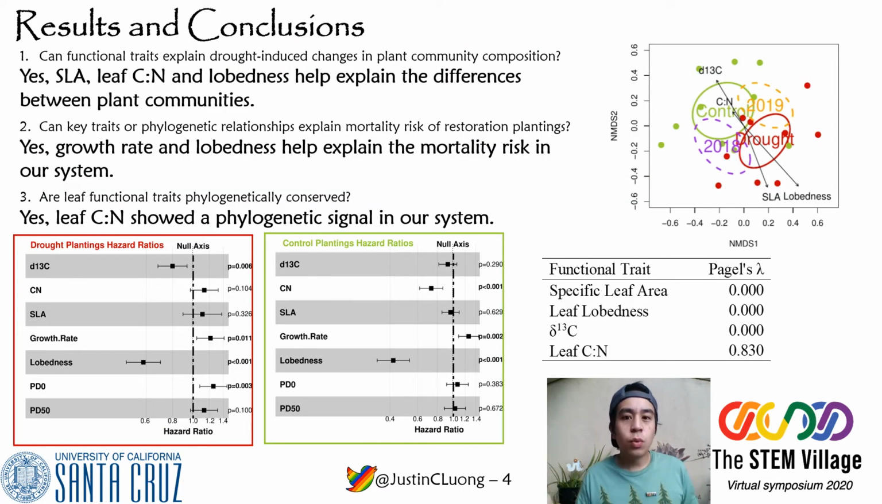Overall, we found the answer was yes to all of our original research questions. Functional traits can explain some differences in plant communities caused by drought. Traits and phylogenetics help explain planting mortality risk, and certain leaf traits are phylogenetically conserved.